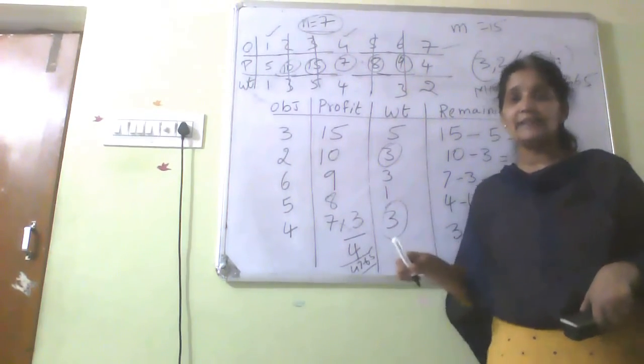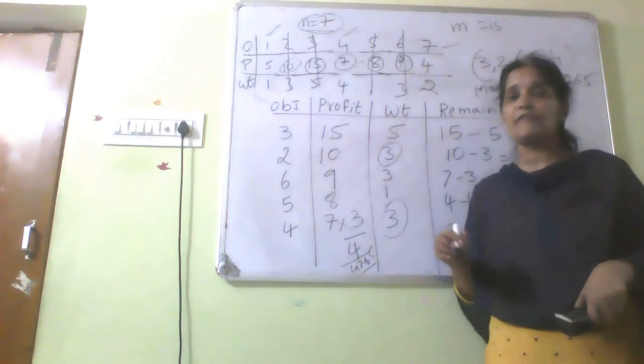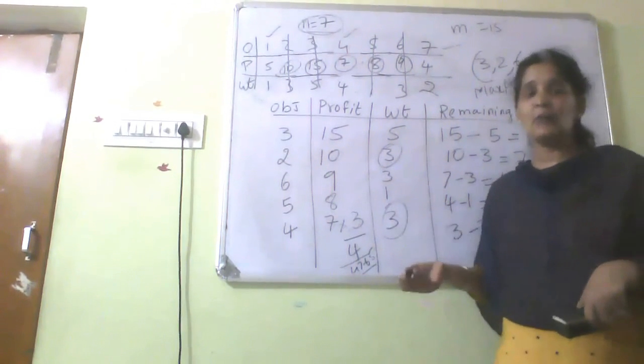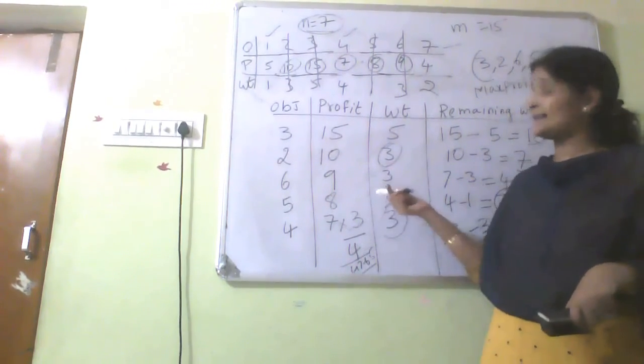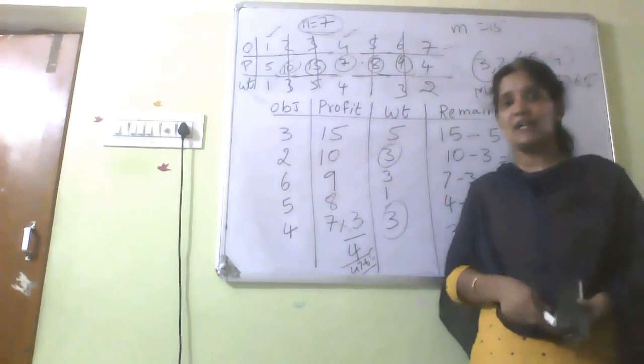We have another way also. We can solve by using the concept of minimum weight, and another one we have is considering the maximum profit per unit weight. So that we will see in the next coming lectures.